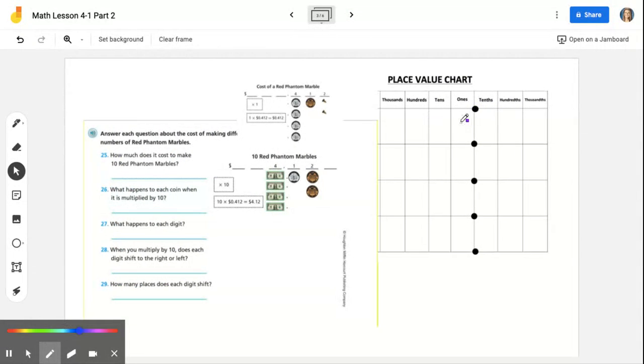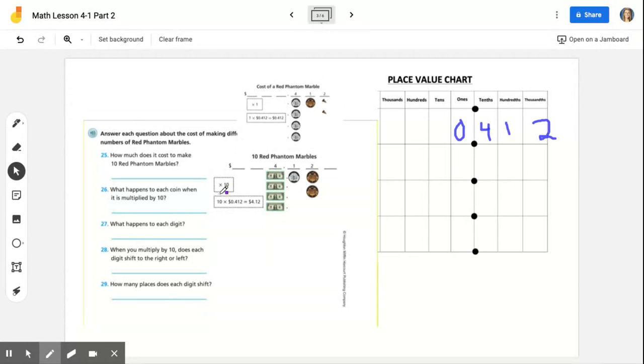I'm going to have to rewrite it out actually. Okay. And then it says, oh, mine's really messy. Answer each question about the cost of making different numbers of the phantom marbles, okay? So number 25, and this is again on page 116, it says, how much does it cost to make 10 phantom marbles? Well, let's look at the visual on the side here. We have 10 phantom marbles as the heading, and we're multiplying our original amount times 10.